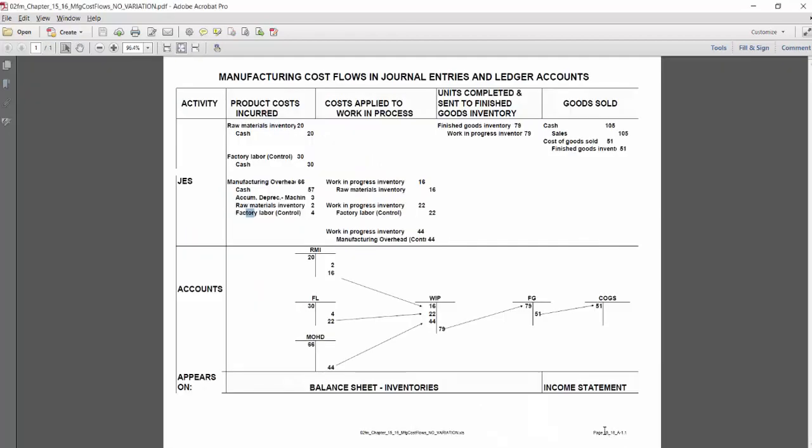So a recap here: things you should be able to do. Make journal entries incurring job costs, product costs, such as in this first column here. Tell what accounts are impacted and use them at the appropriate time. Apply those costs to work in process when they're direct or when they're indirect, such as manufacturing overhead. Make the journal entry for sending cost of finished goods to finished goods inventory and taking them out of work in process. And finally, make a journal entry for a sale of some of your product, counting both its selling price as well as its cost.